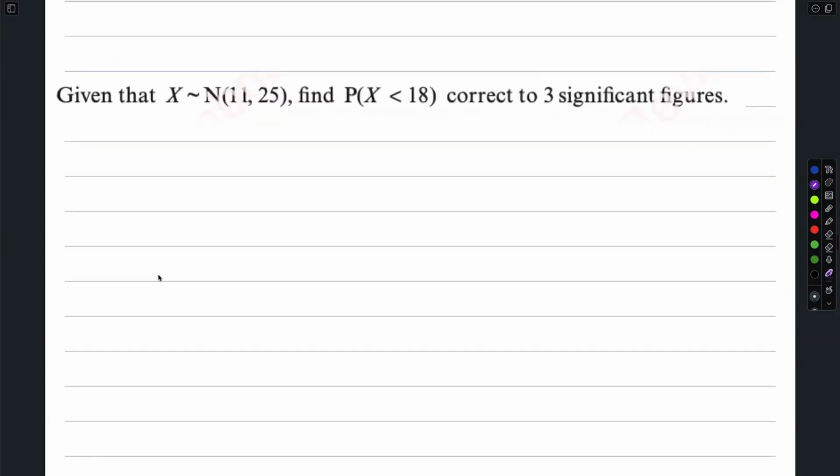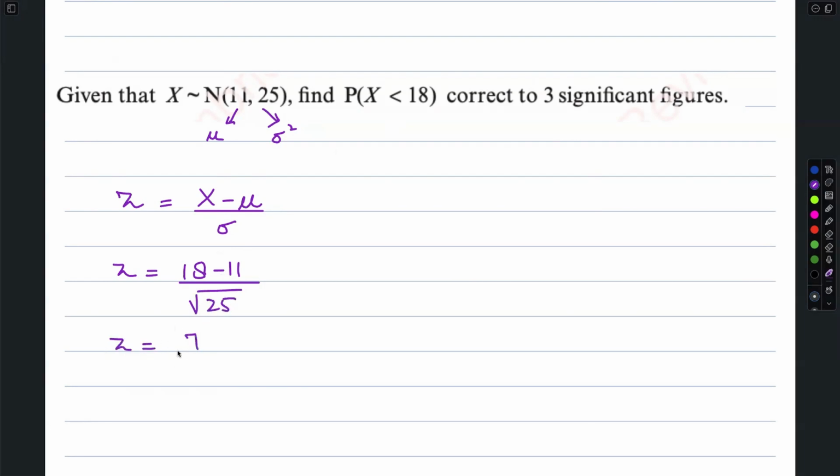Now, in this question, we have a variable x which is normally distributed, and the mean is 11. So this is mu, and this is the variance. We have to find the probability for x less than 18. Now, in the first step, we'll find the z value. We know that the z value is given by x minus mu divided by the standard deviation. So this will become x is 18 minus the mean, which is 11, divided by the standard deviation. So variance is 25. So the standard deviation will be square root of 25. So that will be equal to 18 minus 11, that is 7, divided by 5. So the z value is 1.4.